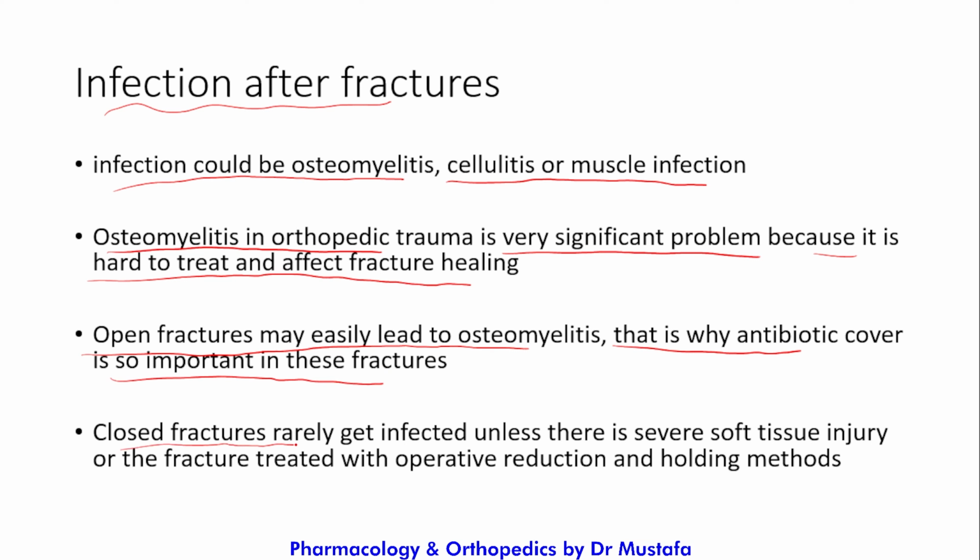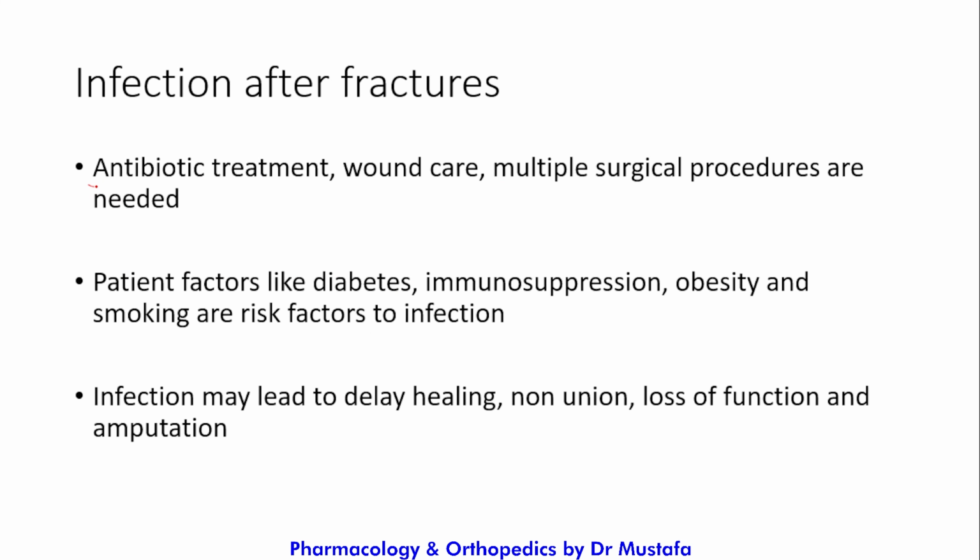Closed fractures rarely get infected unless there is severe soft tissue injury or the fracture is treated with operative reduction and holding methods. Antibiotic treatment, wound care, and multiple surgical procedures are needed for osteomyelitis to be treated, and patient factors like diabetes, immunosuppression, obesity, and smoking are risk factors for infection. Infection may lead to delayed healing, non-union, loss of function, and amputation, so it's very significant.